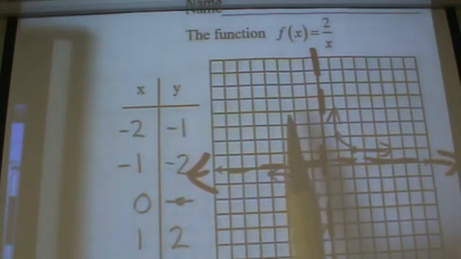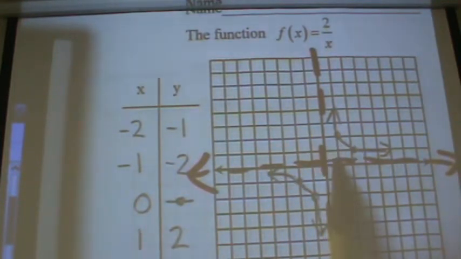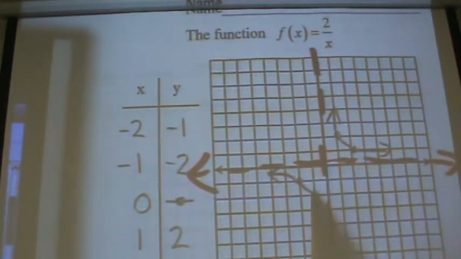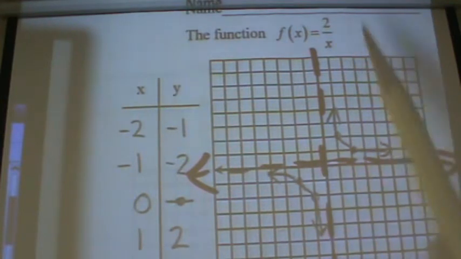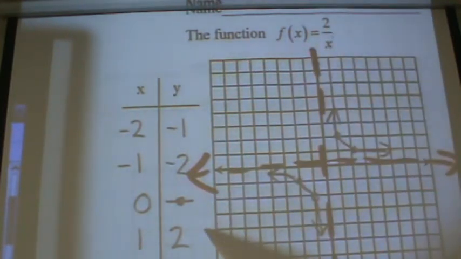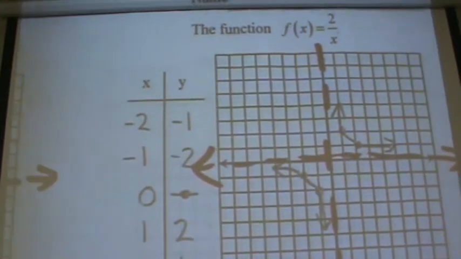So for this one, we went over 1, up 2, over 2, up 1, over 1, down 2, over 2, down 1. Look at this equation and look at these points. See if you see a pattern. Try the next one.